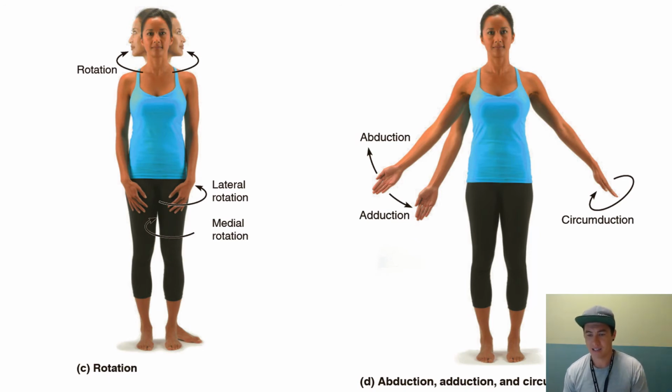Abduction and adduction is describing moving a limb closer or further away from your body. So you've got adduction, which is spelled ADD, meaning adding a limb to the body, whereas abduction is the opposite. So moving your arm away from your body would be an example of abduction. Circumduction is a special type of rotation which describes a fixed point followed by a big circle at the distal end. So the proximal end is pretty fixed, the point of rotation, whereas the distal end moves in a big circle. So think of stirring the pot for circumduction.